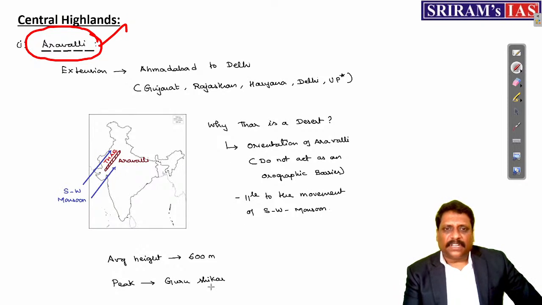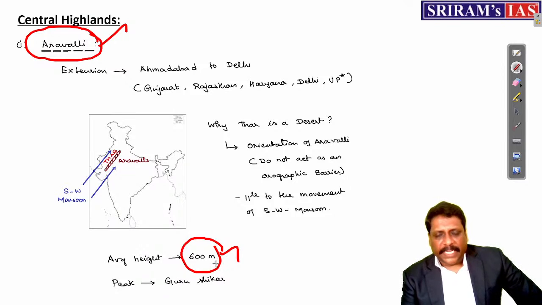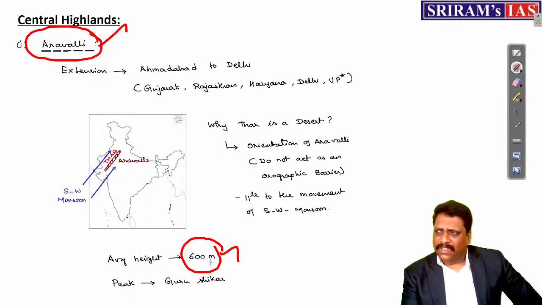because the present height of Aravalli is only 600 meters. The 600 meters of height, it is not too great a height to be called a mountain itself. So highly denuded, today you call them as what? More like a plateau, Central Highlands. Extension, where exactly we have this, say for example, right? Where exactly we have this extension, if you ask me, it is from Ahmedabad to Delhi.